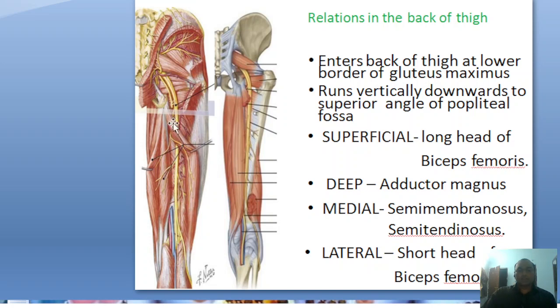So relations in the back of the thigh: superficially, the long head of biceps femoris; deep to it, the adductor magnus muscle; medially, semitendinosus and semimembranosus; and laterally, the short head of biceps femoris. So these are the relations present on the back of the thigh.